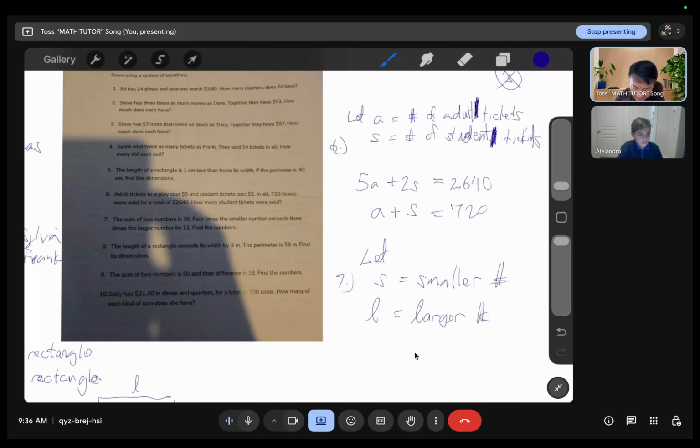The sum of two numbers is 38; 4 times the smaller exceeds 3 times the larger by 12. Yeah, this is a little fancy, but I'll let you give it a shot. So the first equation, I think, is pretty straightforward. What do you think? The first equation. S plus L is equal to 38. Yes, that looks good to me.